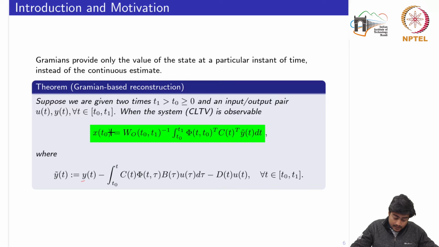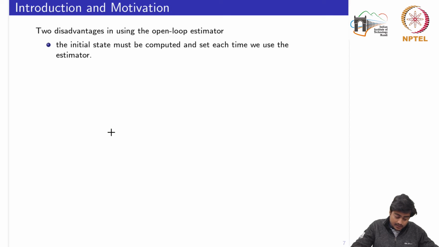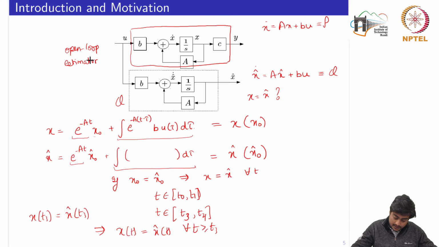Now there is another way of doing the reconstruction also. So this is the first point; we'll come to that a bit later. There are some disadvantages in using that open loop estimator: the initial state must be computed and set each time we use the estimator. Otherwise, it won't be possible, the pure estimation.